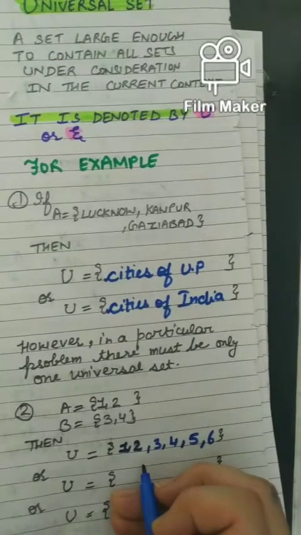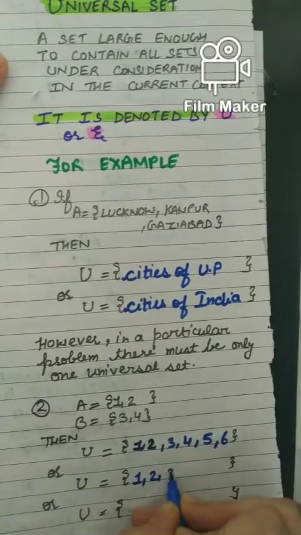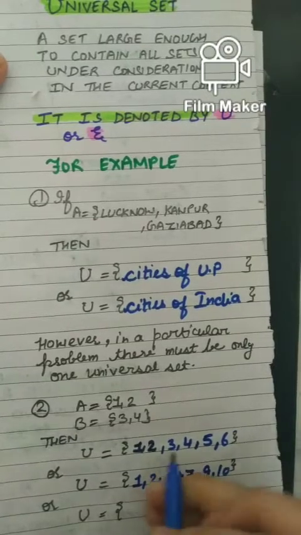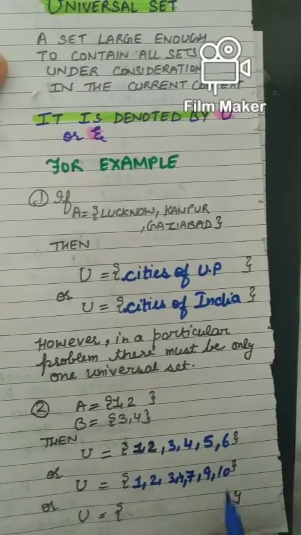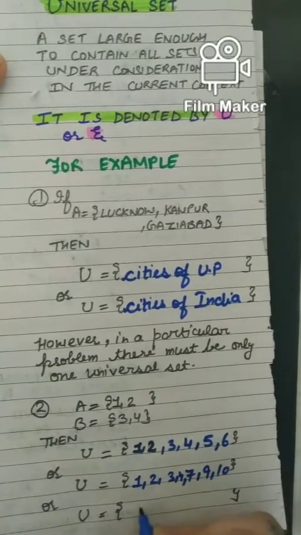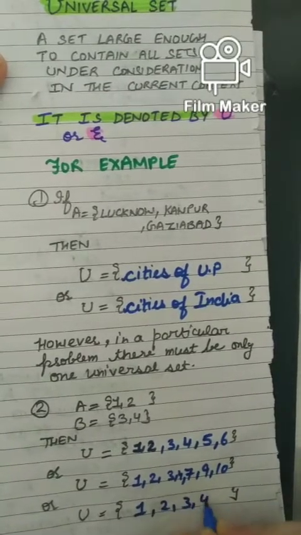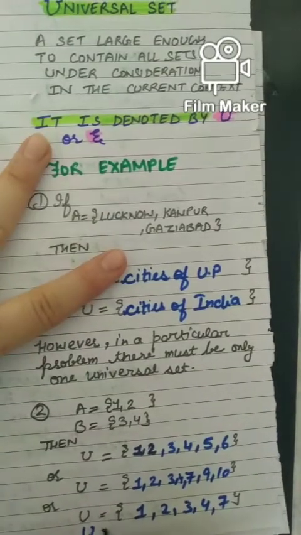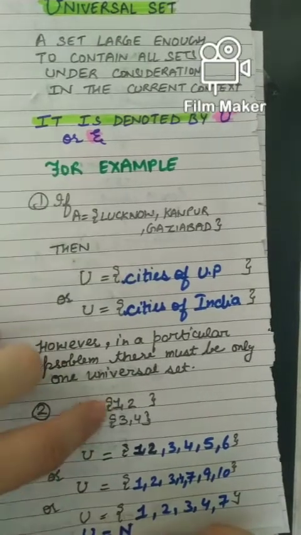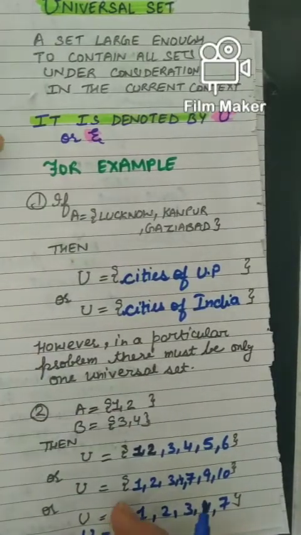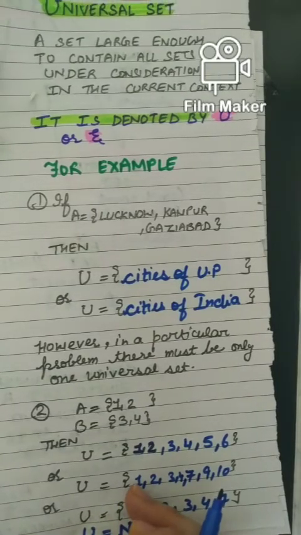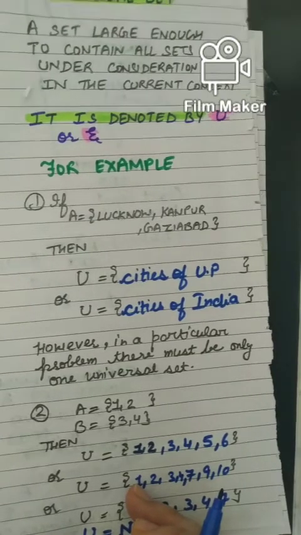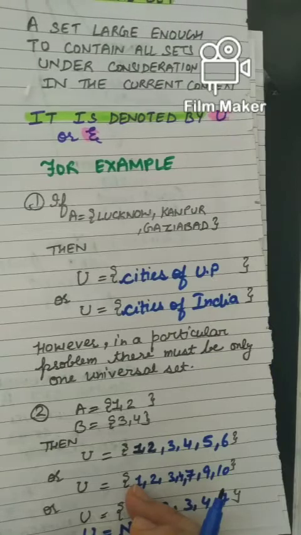One more example I can give. This 1, 2, 3, then any 2, any 3 elements. 4 should also be there. So it is including 1, 2, 3, 4 and extra elements 7, 9, 10. This can also act as a universal set, or simply 1, 2, 3, 4, 7. This is a universal set. Or I can take universal set as N also, natural numbers. These are natural numbers, na, 1, 2, 3, 4. So these are examples of universal set. So universal set need not be unique, but in a particular problem there will be one universal set only.